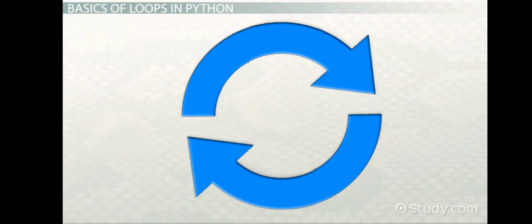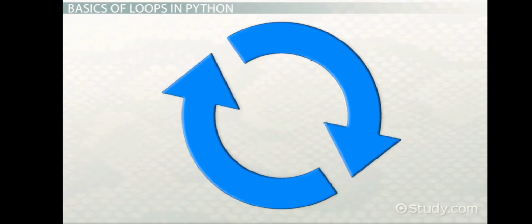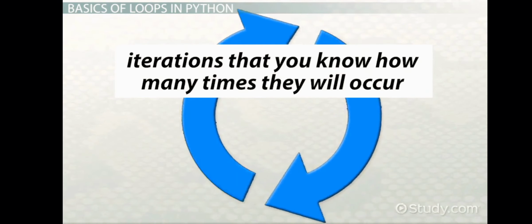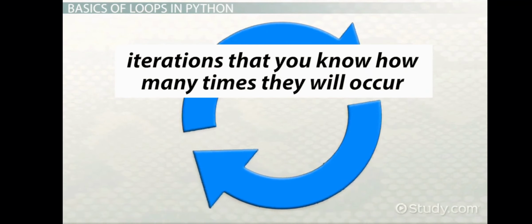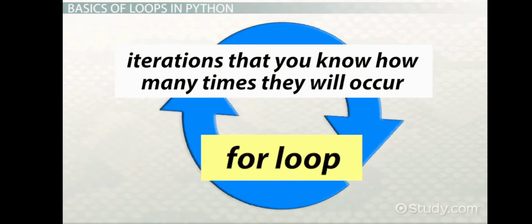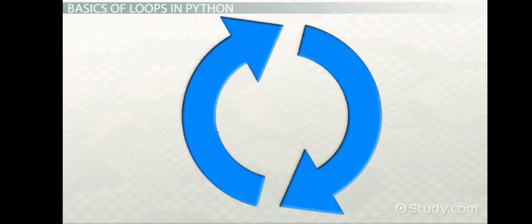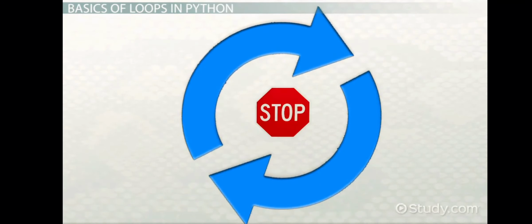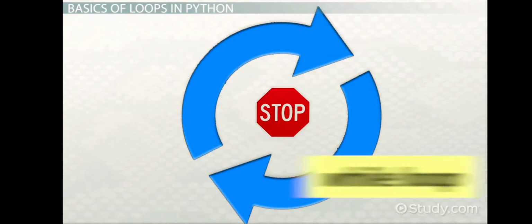Although you can do basically the same with both of them, usually they're used for iterations where you know how many times they will occur, even if you can stop it before. Those are the for loops. Iterations where you will observe something else to decide when to stop are the while loops.